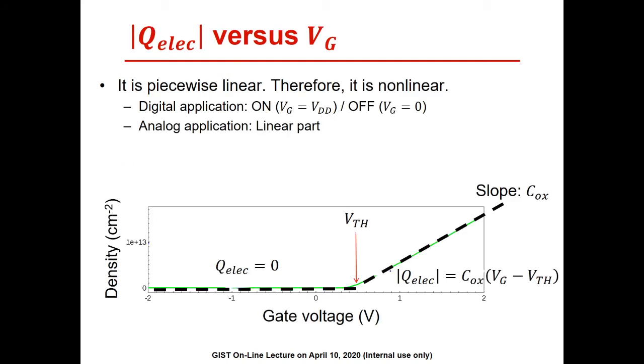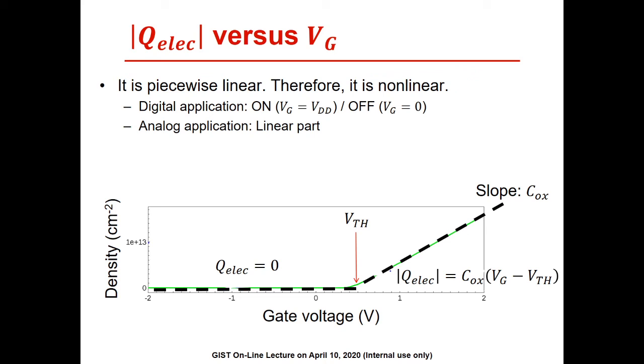The analytic expressions, the black dashed line, are drawn over the numerical result, the green solid line. As we can see, both lines agree quite well. In each region, below VTH or above VTH, the Qelec versus VG curve is linear. However, the entire Qelec versus VG curve is not linear.